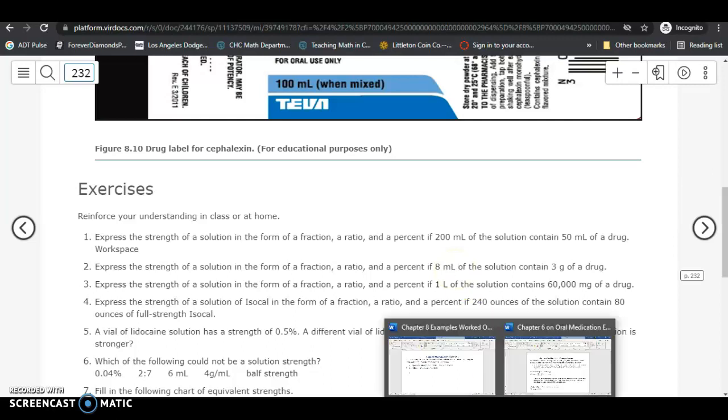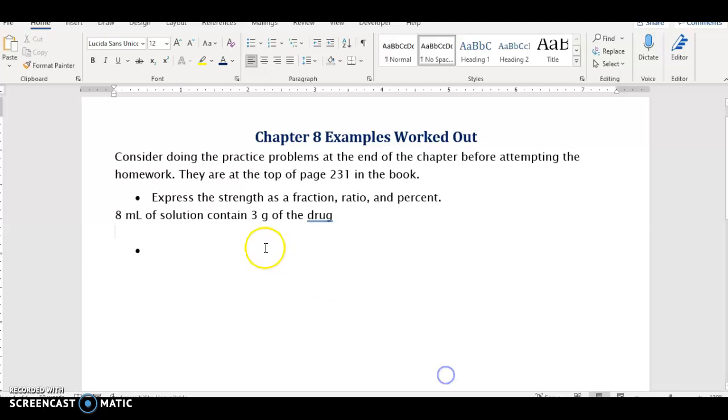So let's go ahead and work it out. We want to express it as a ratio, fraction, and as a percentage. As a ratio, it'd be 3 to 8. Remember, we can go directly to the ratio as long as the amount of the solute is given in grams, especially if it's a dry solute. Make sure the units are in grams. So it's a ratio of 3 to 8.